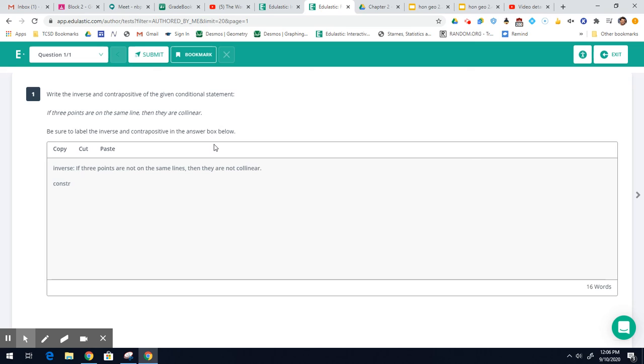For the contrapositive, so now we're going to flip the order and negate them. So again, you don't have the converse specifically in front of you, but basically just take the inverse and write it backwards. If 3 points are not collinear, then they are not on the same line. And that's all you're doing here for your inverse and your contrapositive. This should say same line, not lines. Again, just be careful.